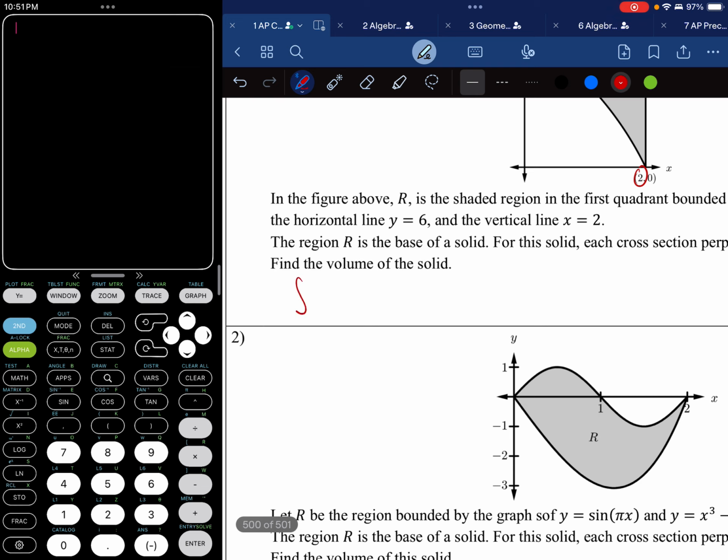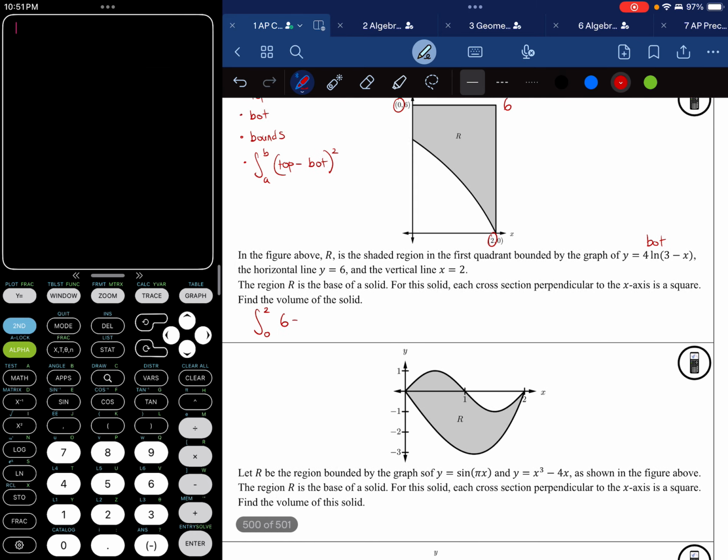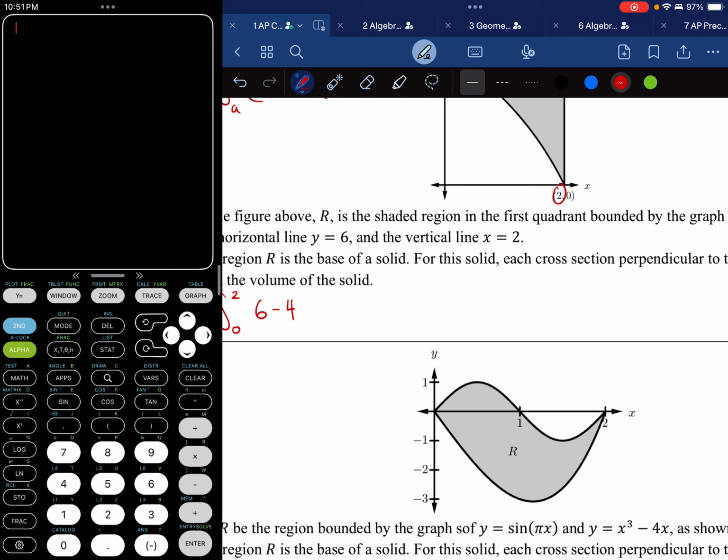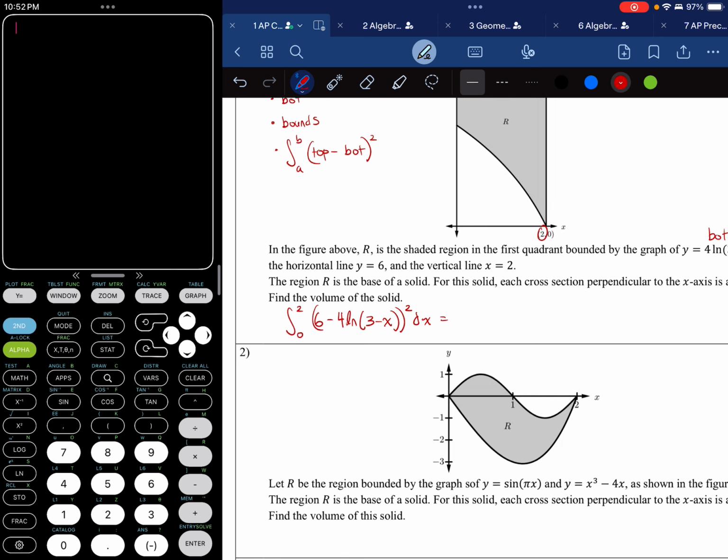So this is going to be the integral from 0 to 2 of the top function, 6, minus the bottom function, which we're going to write out again, 4 natural log of 3 minus x, and that entire thing, quantity squared, dx, and we're done. We just need to plug this into the calculator.